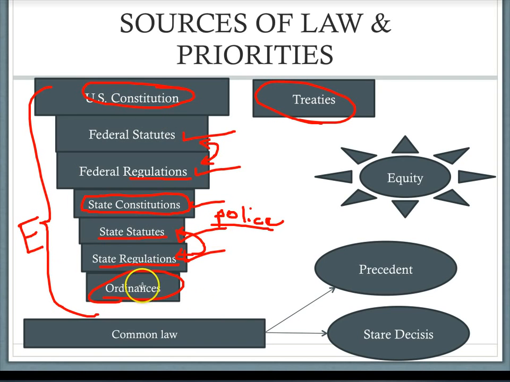Underneath all of these enacted laws, we have the common law. And the common law is what we also call judge-made law. So those are laws that are interpretations that judges make to resolve disputes between parties. The common law applies only if there are no enacted laws.